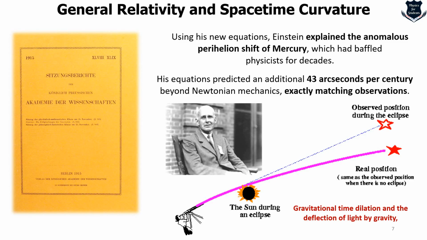On the 29th of May 1919, Arthur Eddington, on a famous expedition in South Africa, found that during the solar eclipse, light really bends, and that happens due to space-time curvature. So the gravitational time dilation and the deflection of light by gravity was confirmed by Eddington's 1919 solar eclipse.